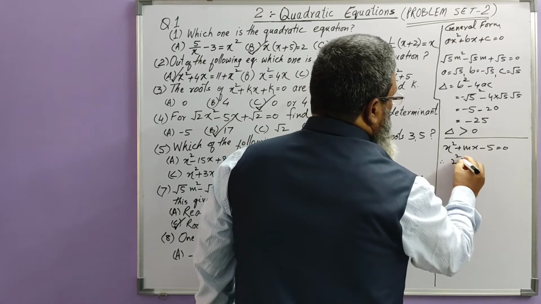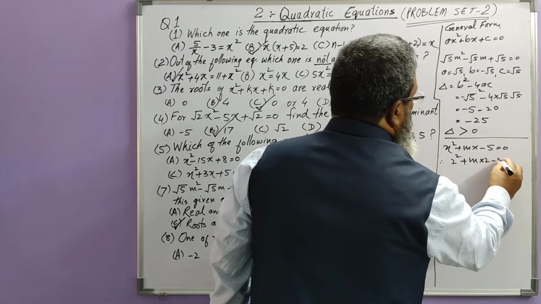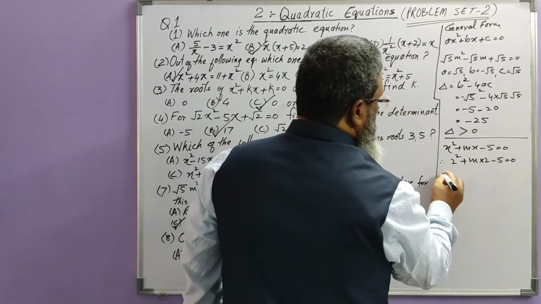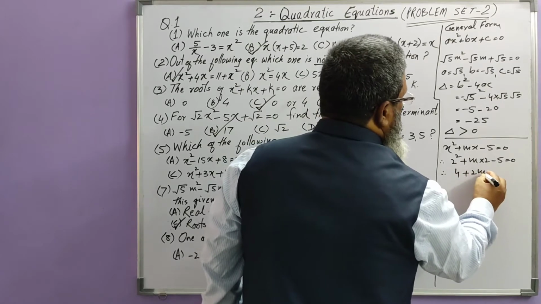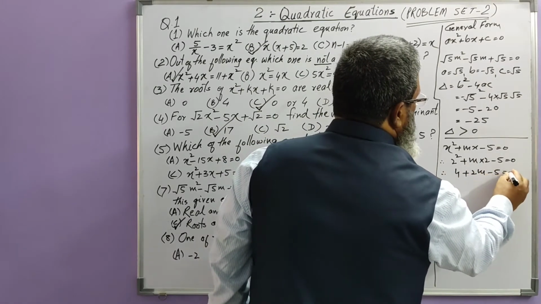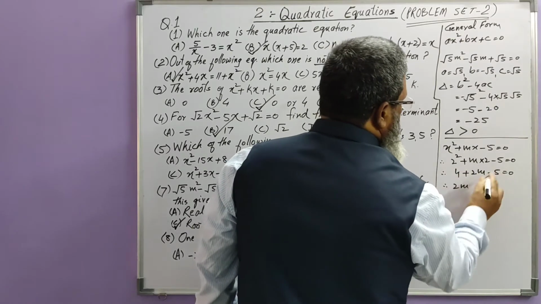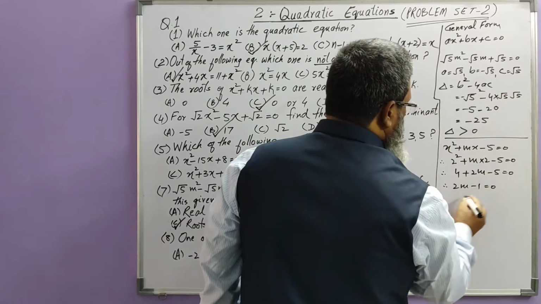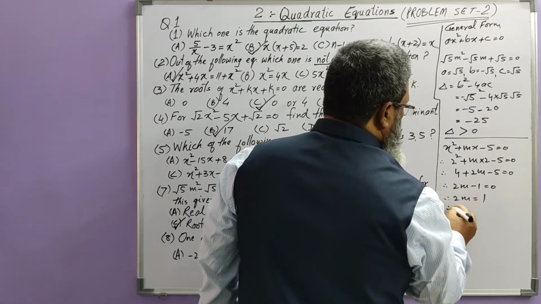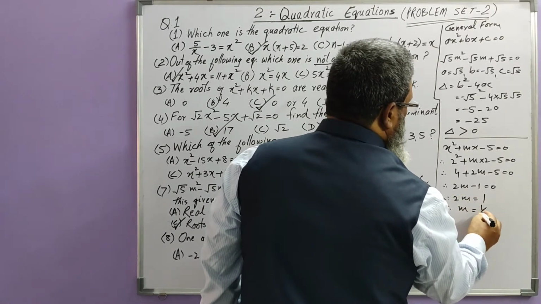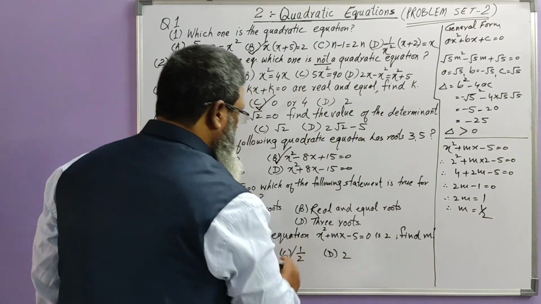So 2 square plus m into 2 minus 5 is equal to 0. Therefore 2 square is 4 plus 2m minus 5 is equal to 0. Therefore 2m, 4 minus 5 is minus 1, is equal to 0. Therefore 2m is equal to 1. Therefore m is equal to 1 upon 2. So answer C is correct, 1 upon 2.